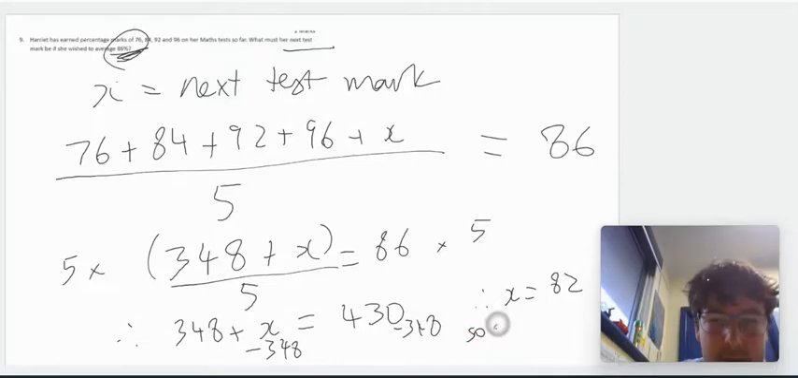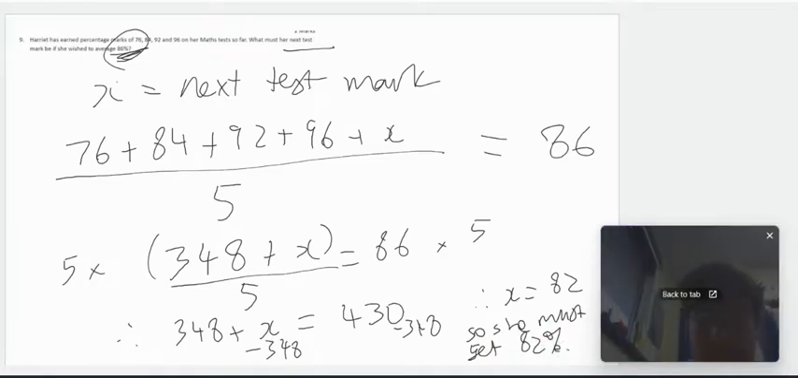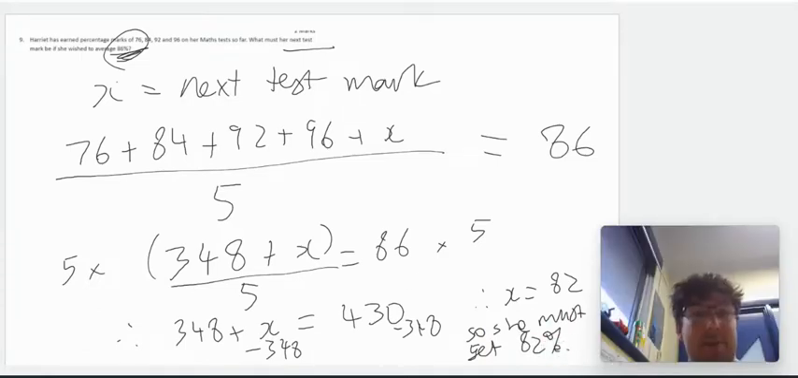So she must get 82%. There we go. That's how we can use some algebra to work out the final percentage that she needs. So if she gets an 82% on her final test, her overall grade is 86%. All the best, Harriet. I hope you go well and you get that mark that you need.